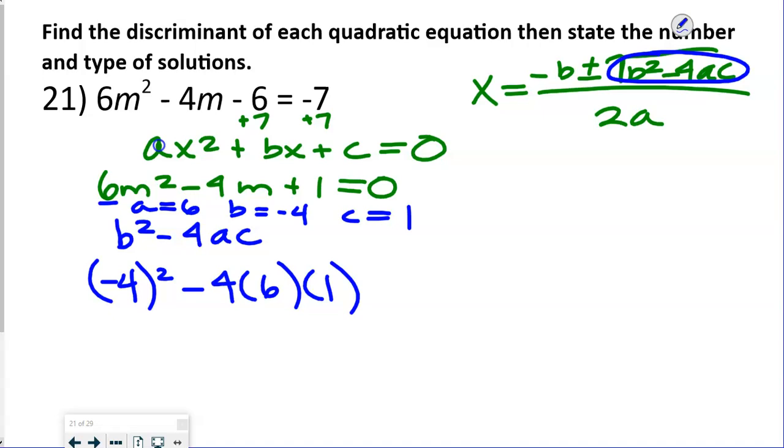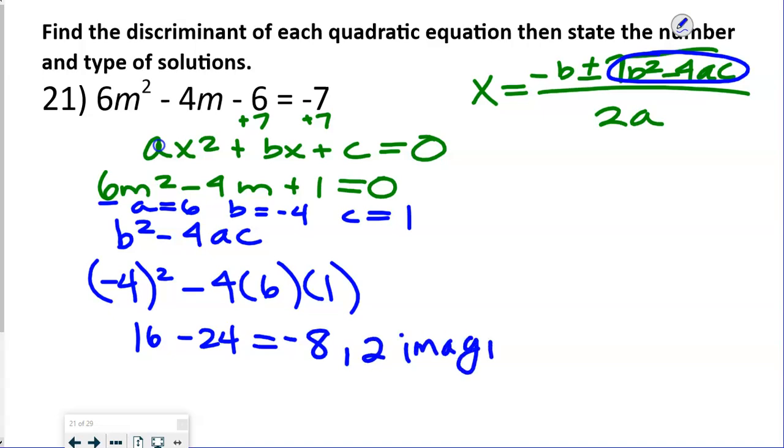So on this problem, we get 16 minus 24. That's going to be a negative number, y'all. That's going to be negative 8. And that means that we have 2 imaginary solutions, right? Because it's negative.